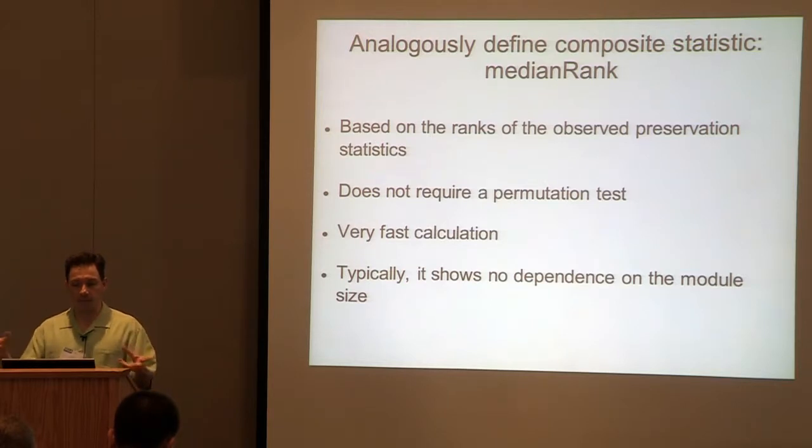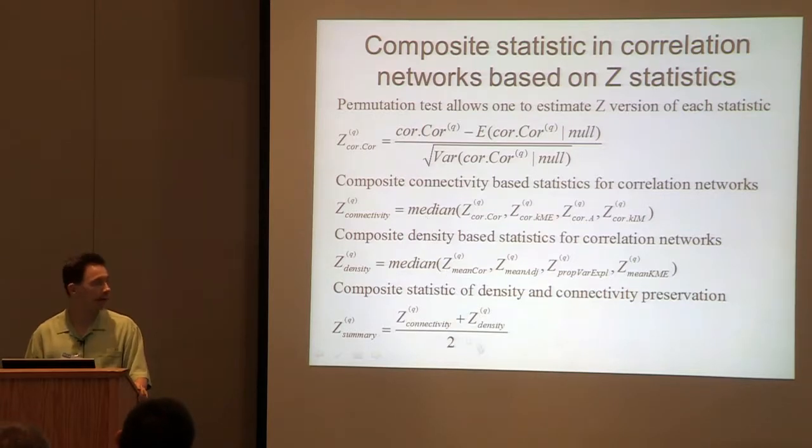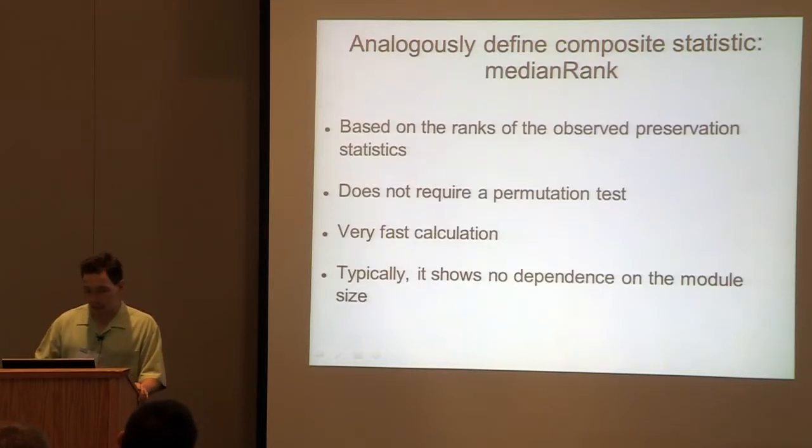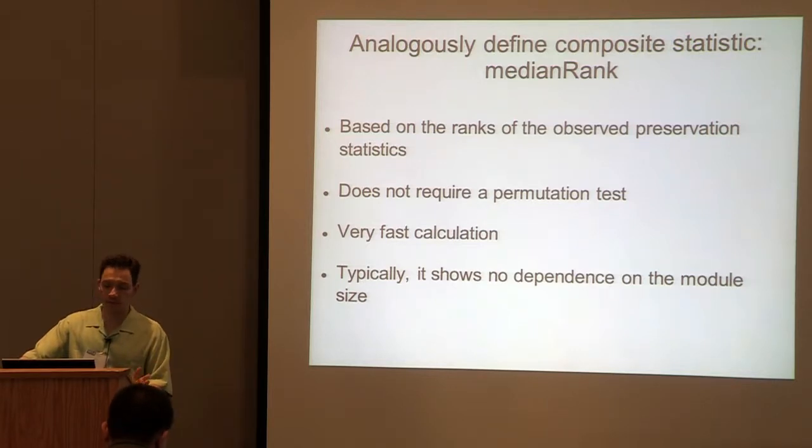And then you form, in some shape or form, medians. You get the median ranking, the median defined in this analogous fashion as I have here. You form a median here, and average it. And that statistic, the median rank statistic, shows no dependence on module size. And it is, of course, calculated in a very fast fashion. Why? Because you don't have a permutation test. You just rank things.